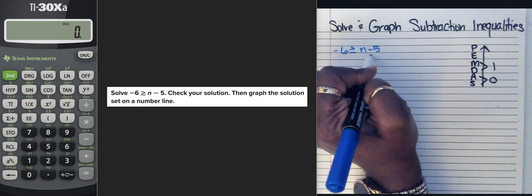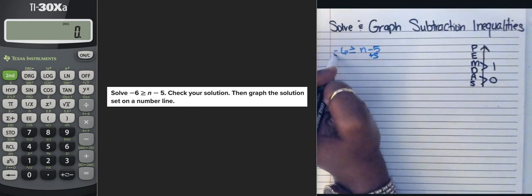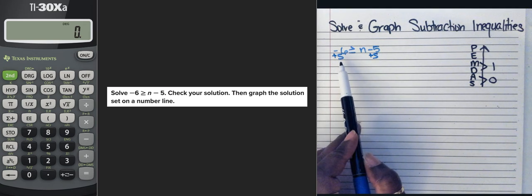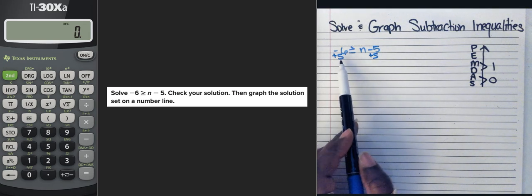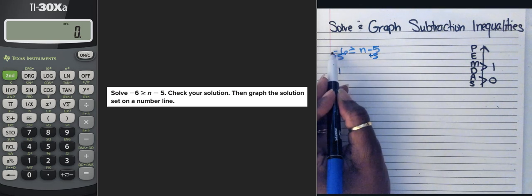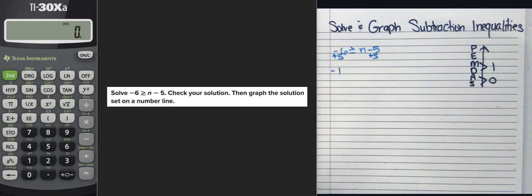I see that n is not by itself because we are subtracting 5. So what we're going to do is add 5 to both sides. When we do that, I have -6, +5. They're going in different directions, which means that we need to use subtraction. So 6 minus 5 gives me 1. 6 is the larger number, and it has a negative sign attached to it.